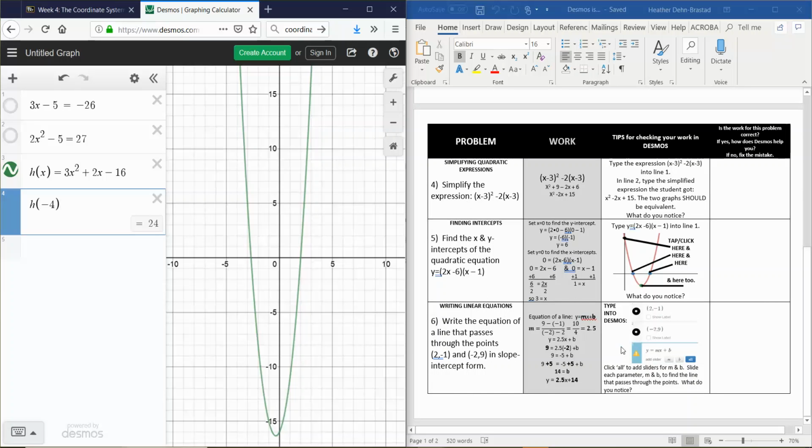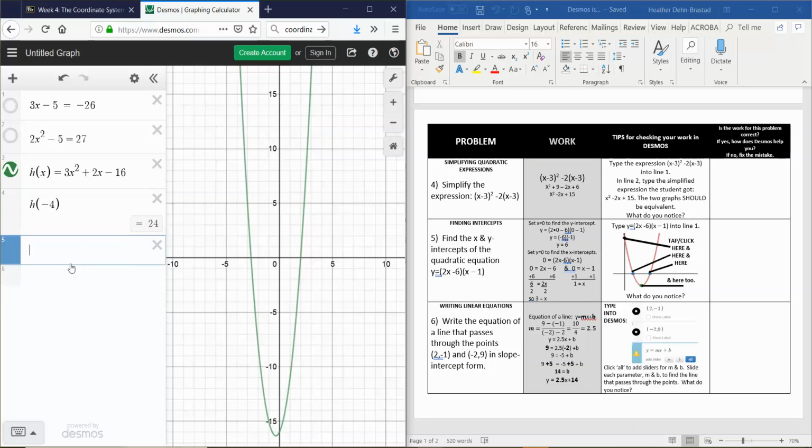This is just a few more things to do. This one has sliders, this last one here. It says click all to add sliders for M and B. Slide each parameter M and B to find the line that passes through the points. What do you notice? This is a really good one for finding the equation of a line. So it tells you what to type in Desmos. You're going to type the points -2, -1, and -2, 9.